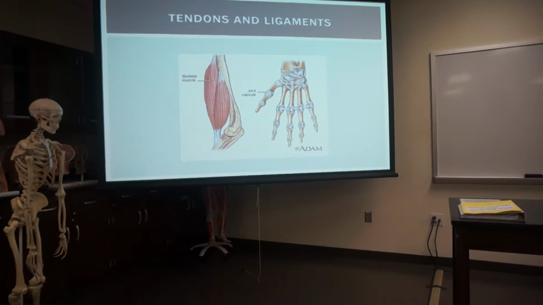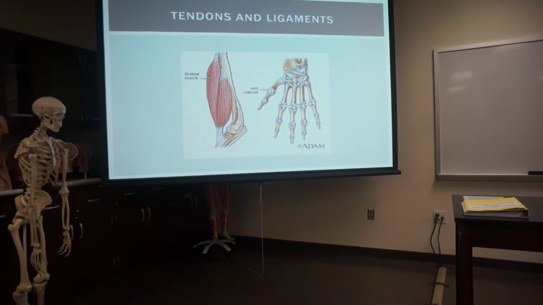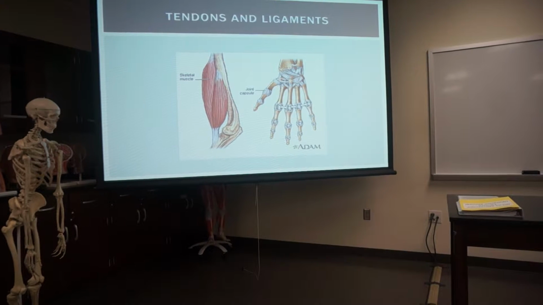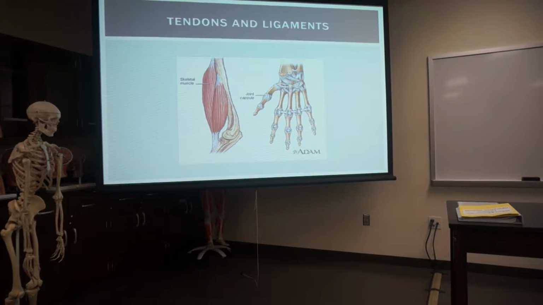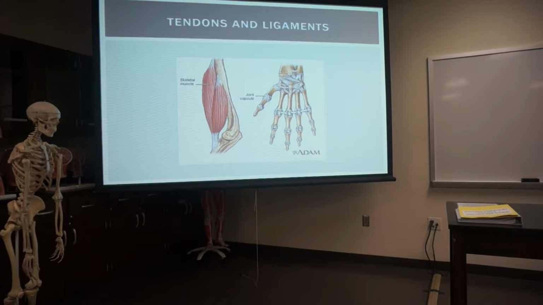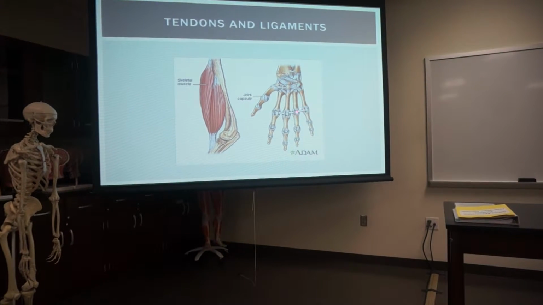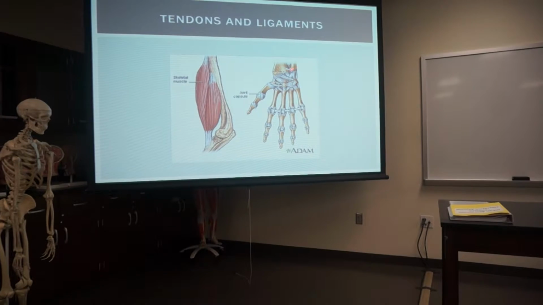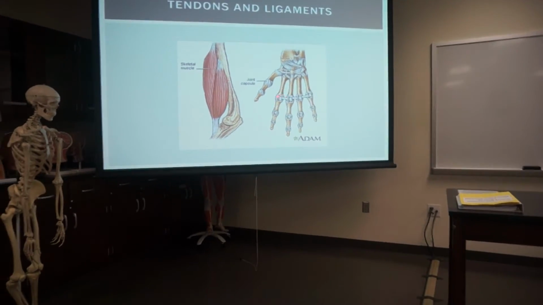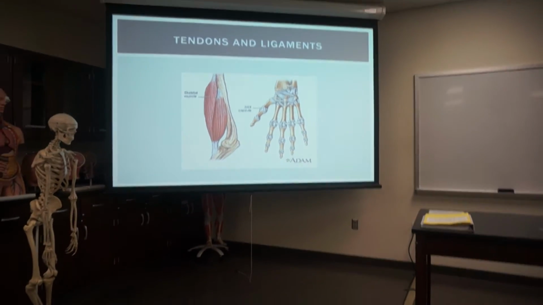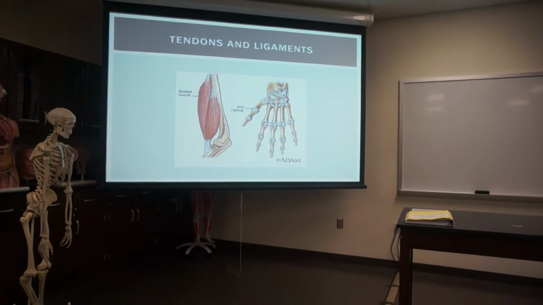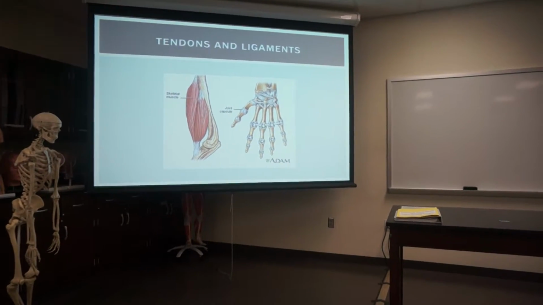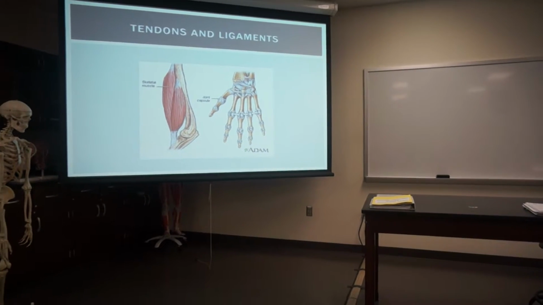You want it to be pretty strong, so it's dense, regular connective tissue, with a lot of collagen fibers running parallel. So you have that dense, regular connective tissue as well as the ligaments. What do you think the ligaments are doing? They attach bone to bone. So ligaments attach bone to bone, tendons attach muscle to bone. So those are also considered part of the skeletal system.